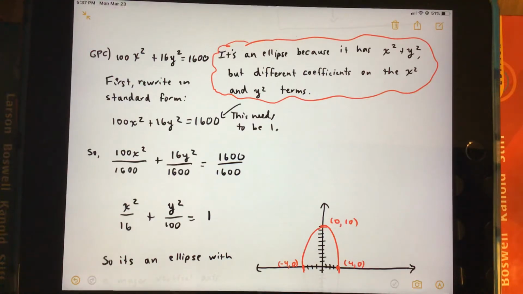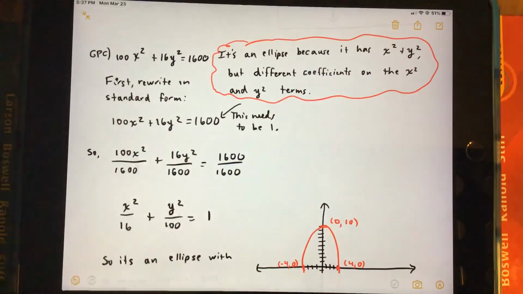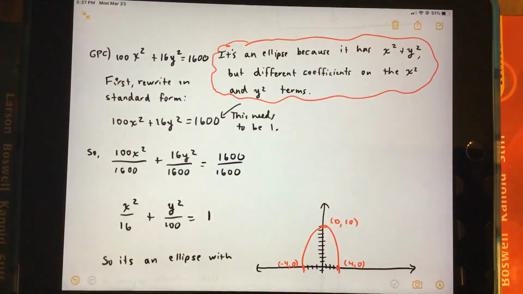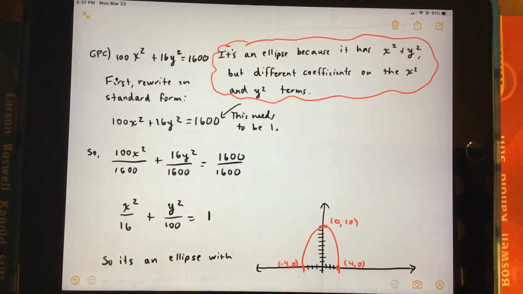It is an ellipse. Again, we're going to notice the x squared plus y squared terms that we have. And we're going to notice the different coefficients on those x squared and y squared terms, which means it's not a circle. It's not a parabola because parabolas have only one y squared or one x squared. And this has both x squared and y squared. So it is an ellipse with these different coefficients. And so our job is to write this equation now in standard form for an ellipse.